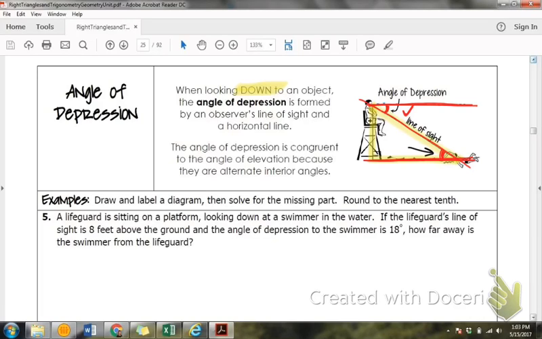Okay? So let's look at number 5. It says the lifeguard is sitting on a platform looking down at the swimmer in the water. All right, so they actually drew the picture for us. The lifeguard's line of sight is 8 feet above the ground. So what is 8 feet above? Where is that? Is that your hypotenuse? Is that going to be the bottom or is that going to be the side?